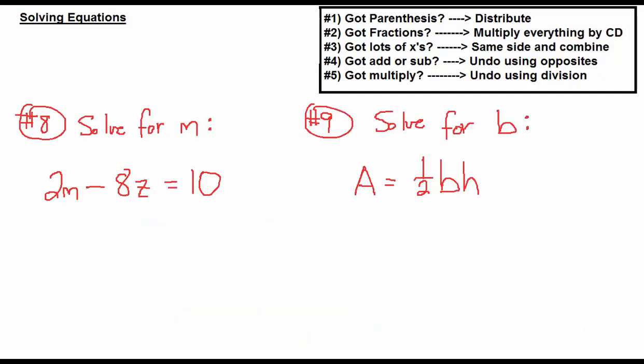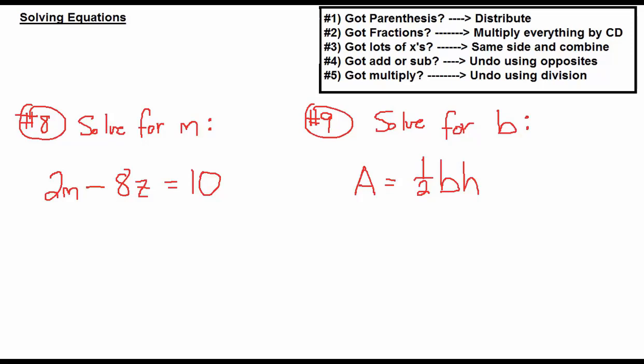Let's go to the boards. It's time for you to try question number 8 and 9. In number 8, you've got to free the M. Get the M by itself. And in question number 9, you're going to need to get the B by itself. Free Billy. Go ahead and pause the video now and see if you can't get these variables by themselves using this 5 GOTS process. Good luck.